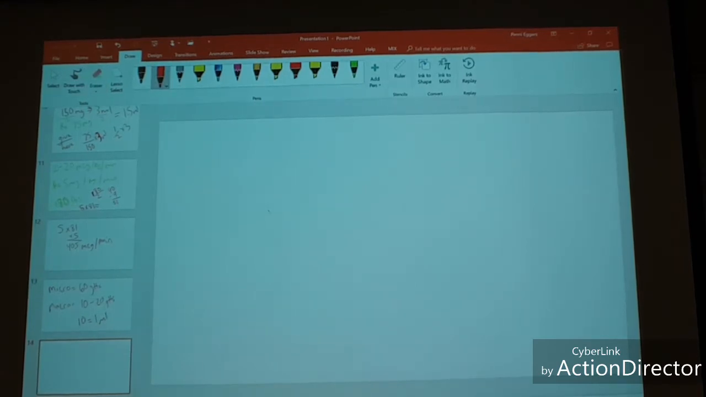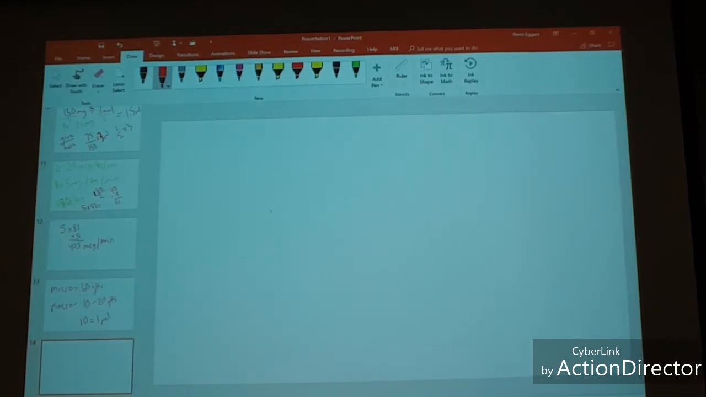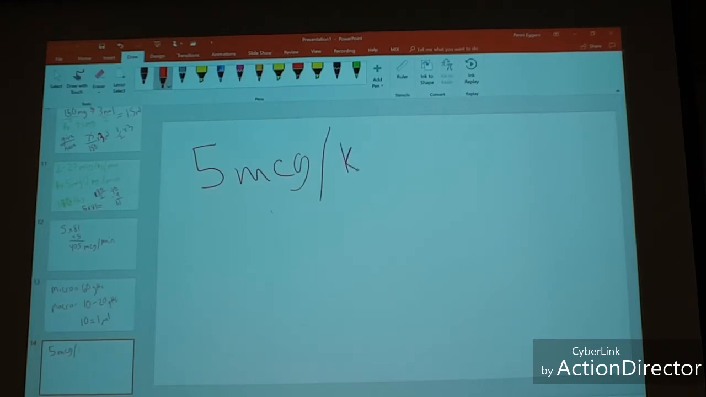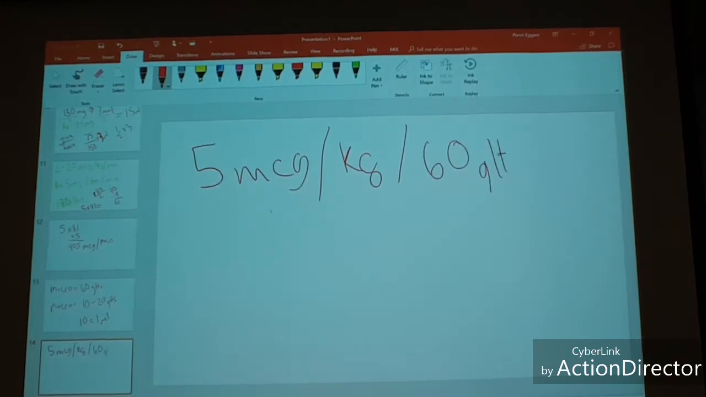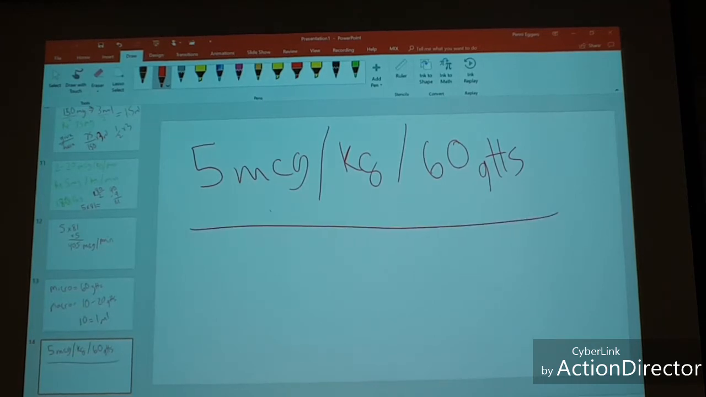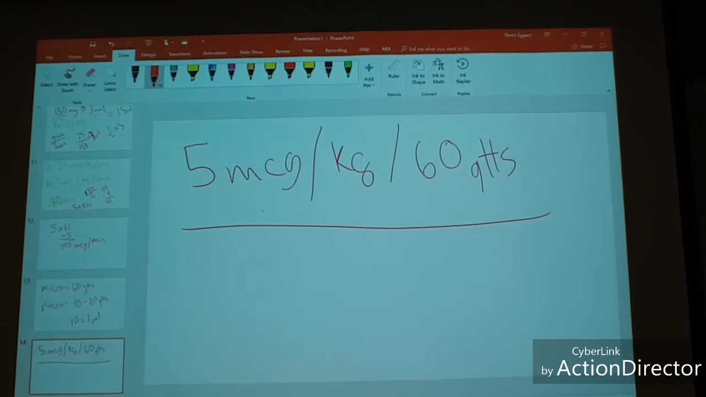So again, we're talking about that dopamine patient, all right? The dose I told you was 2 to 20. The doctor orders 5 mics for you. So you have 5 mics, was the order. Your patient weighs 80 kilos, okay? And you have a 60 drop set, okay? And you're going to divide that all by your concentration of your drug, okay? So this is going to be concentration.